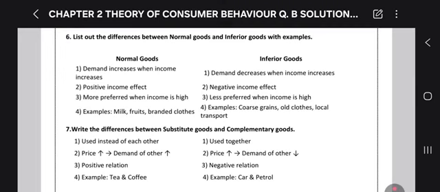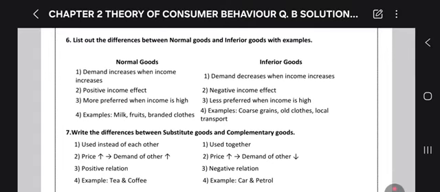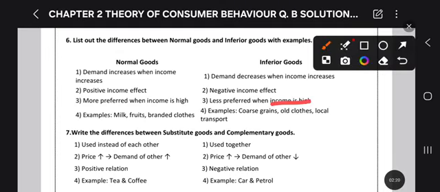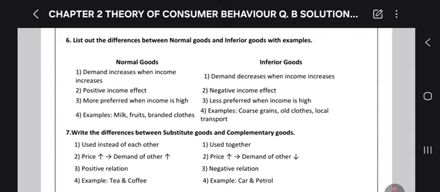Inferior goods are less preferred when income is high. When income is high, consumers prefer less of inferior goods. Brandless items, local transport, old clothes. There is no particular brand, so they are inferior. ಕಳಪೆ ವಸ್ತುಗಳು. Okay, students.